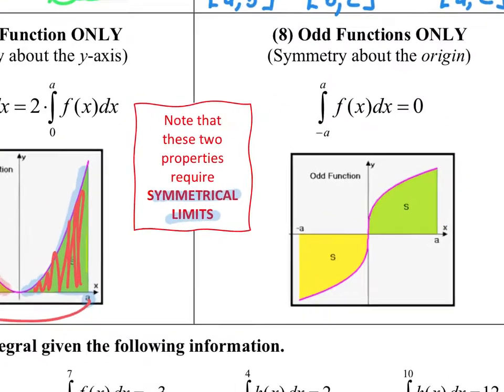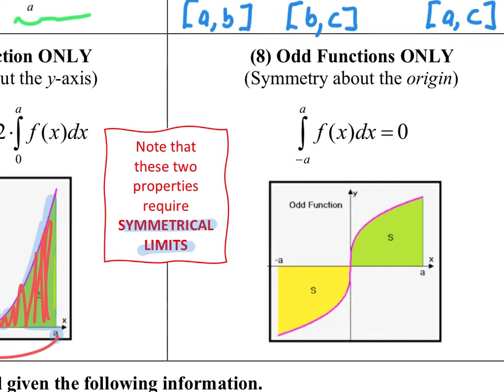Our last property is for odd functions only. Odd functions have symmetry about the origin. What this means is when I plug in a negative of an x value, it's going to give me the negative of the y value. So if I plug in a 1 and it gives me a y value up here, when I plug in a negative 1, it's going to give me the exact opposite of that y value. Your graph is going to look something like this.